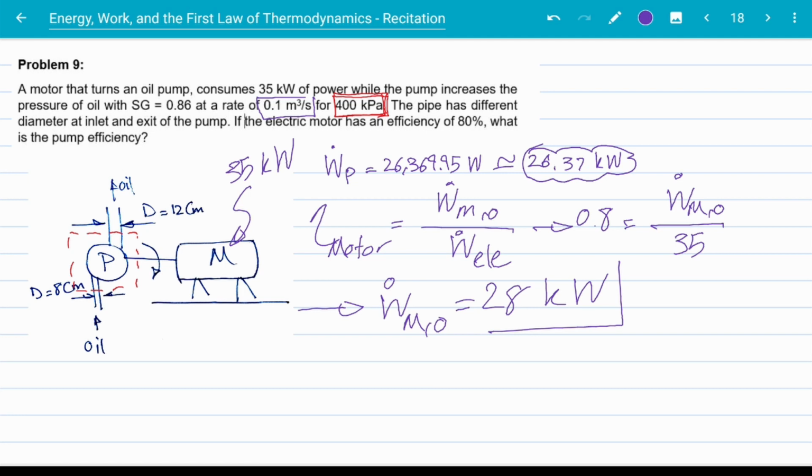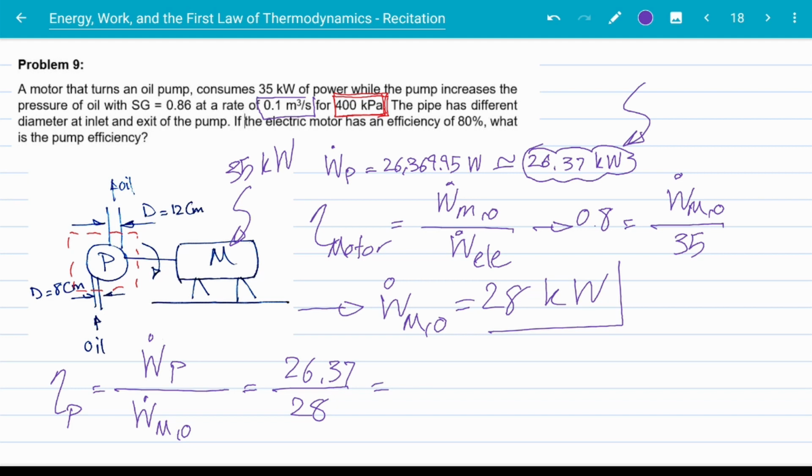How much does the pump deliver to the oil? That is 26.37. Using these two numbers, we can find the efficiency of the pump. So the efficiency of the pump is equal to the power output of the pump over the power output of the motor. That is 26.37 over 28. Now, if we do the calculations, we get that the efficiency is 0.94, or the efficiency of the pump is 94%.